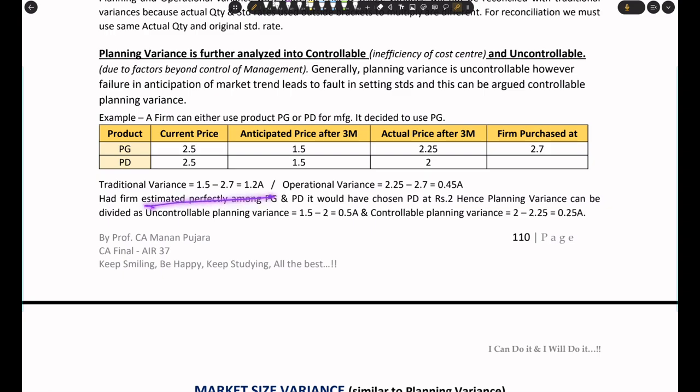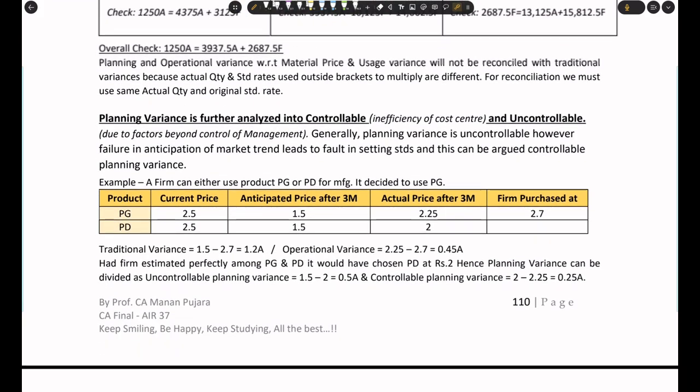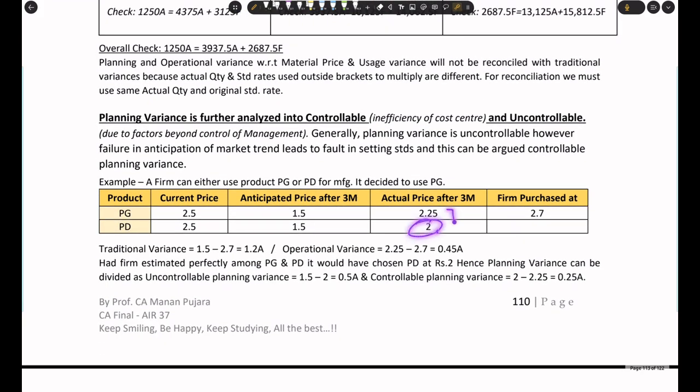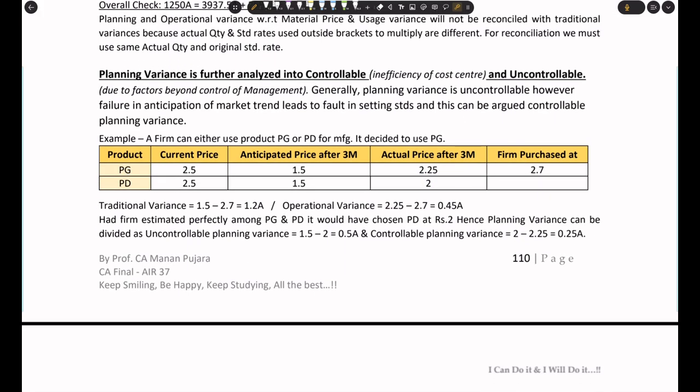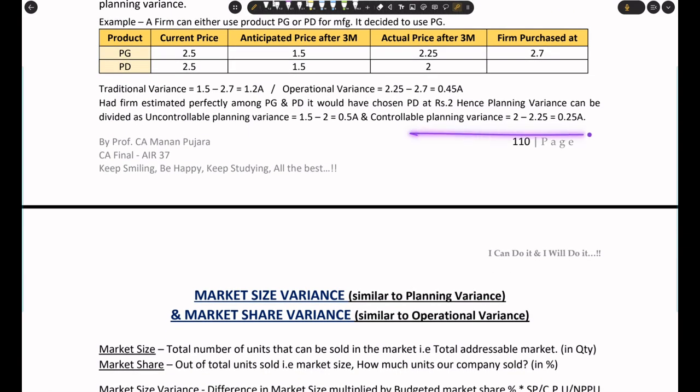Then had the firm estimated perfectly between PG and PD, it would have chosen PD at rupees 2. Hence planning variance can be divided into uncontrollable planning variance, that is 1.5 minus 2. That is uncontrollable because you can't control it. You anticipated 1.5 but the actual price was 2 after 3 months. But controllable is 2 and 2.25. This was controllable because if you had chosen the PD product, you would have reduced your actual price, you would have purchased at 2, but you chose the PG product. So this is a loss for you. This is the controllable planning variance.